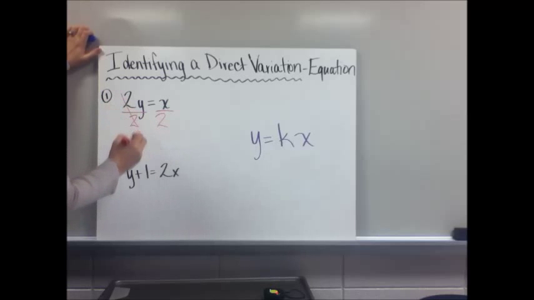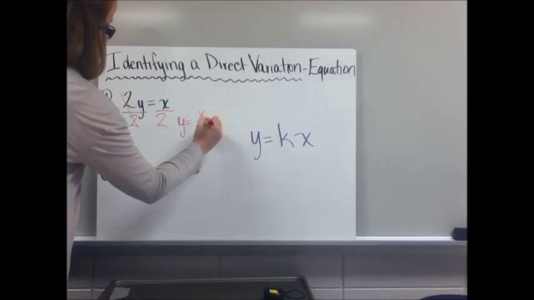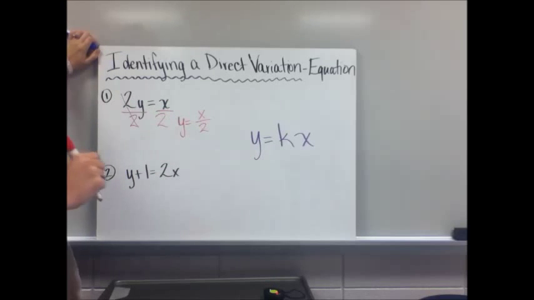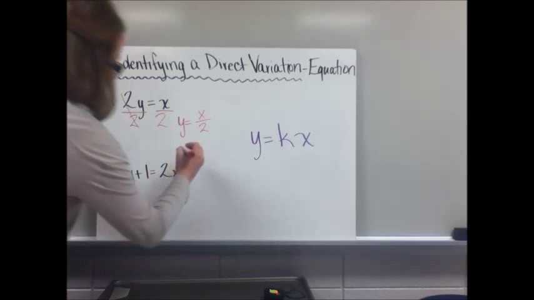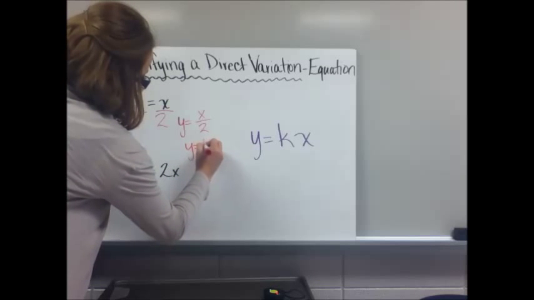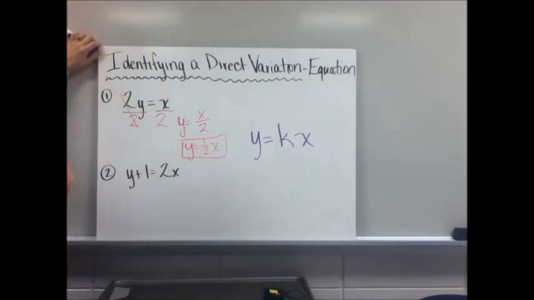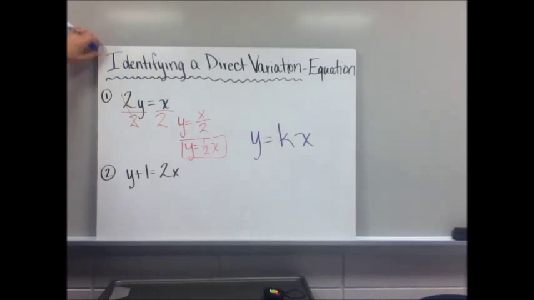It cancels on the left side, so I have y equals x over 2. Now it kind of looks like our direct variation formula, but it's not perfect. If I'm dividing by 2, that's the same thing as multiplying by 1/2. So yes, number one is direct variation. I have a 1/2 where the k would be. So 1/2 would be our constant of variation.